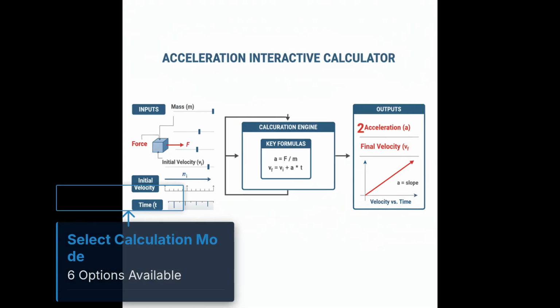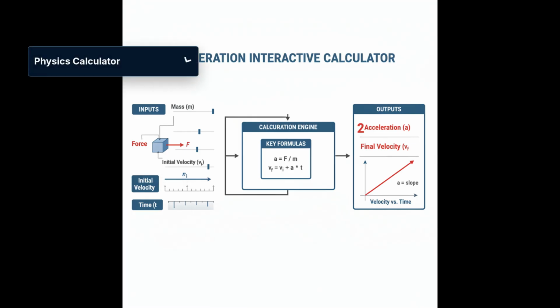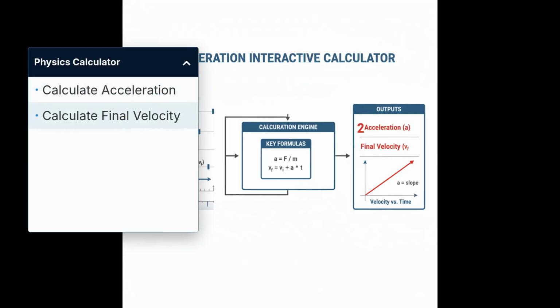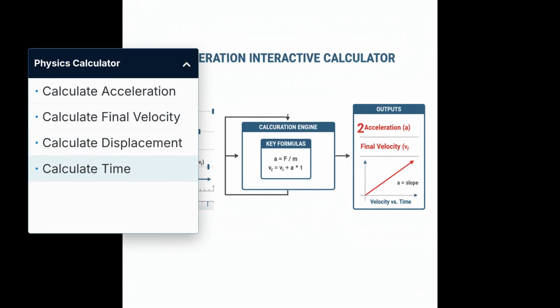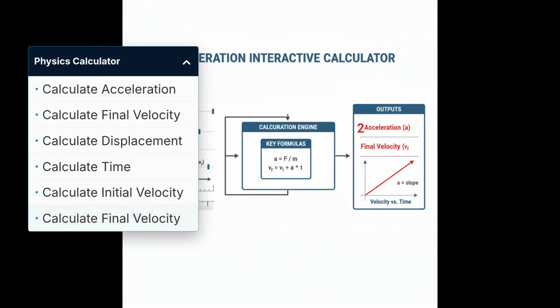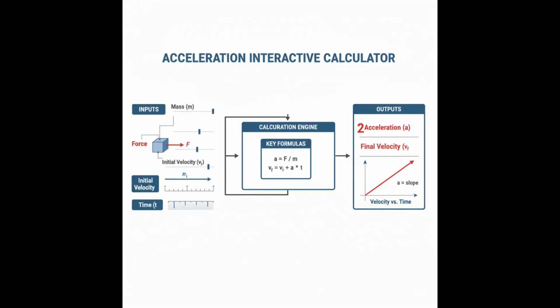First, we have a drop-down menu for select calculation mode with 6 options. Calculate acceleration from velocity change, calculate final velocity, calculate displacement, calculate time required, calculate initial velocity, and calculate final velocity from displacement. For this demonstration, I'm using Calculate Acceleration.